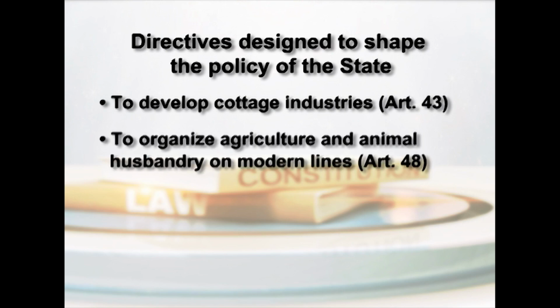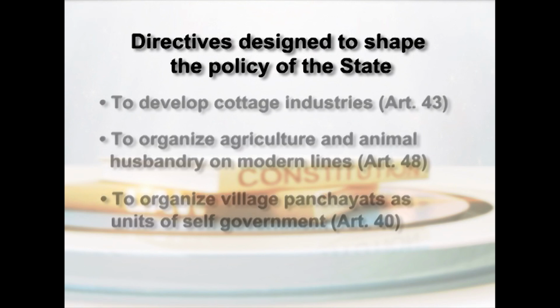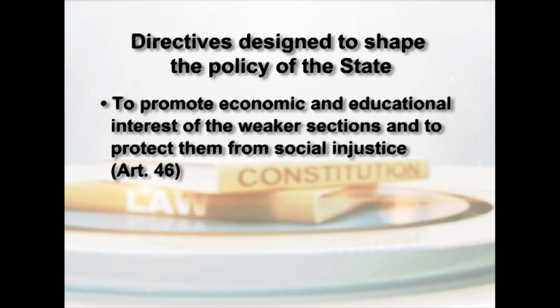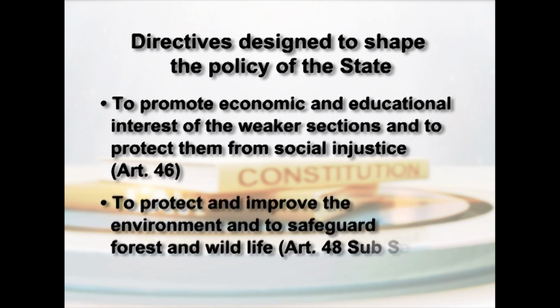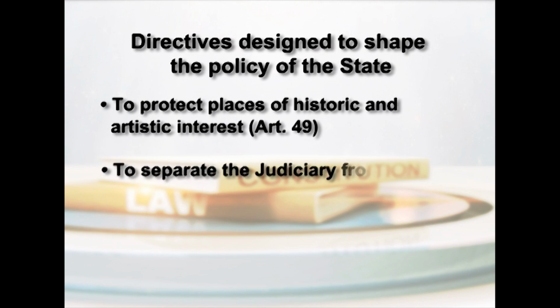To organize agriculture and animal husbandry on modern lines, Article 48. To organize village panchayats as units of self-government, Article 40. To promote economic and educational interest of weaker sections and to protect them from social injustice, Article 46. To protect and improve the environment and to safeguard forests and wildlife, Article 48A. To protect and maintain places of historic or artistic interest, Article 49. To separate the judiciary from the executive, Article 50.